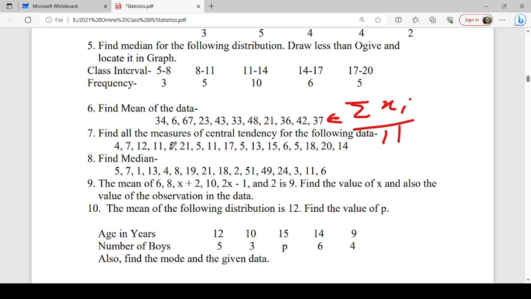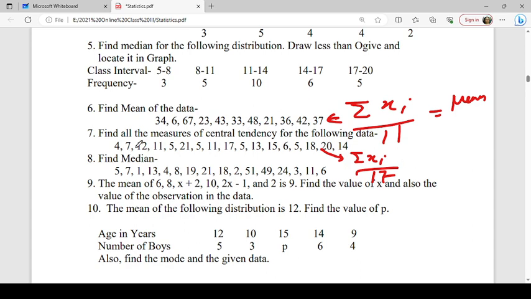Then number 7, same thing, all the measures. So mean is summation xi. What is n here? 1, 2, 3, up to 17. So here the mean is summation xi by 17.